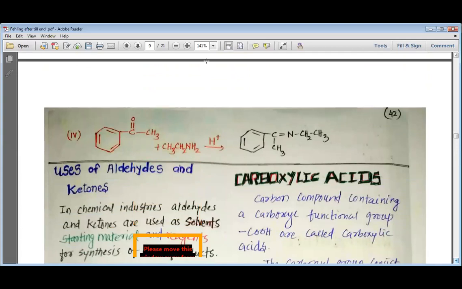Same way, my dear students, this is urea, but here you can see a ketone present. This ketone reacts with the primary amine. Here you have the primary amine.